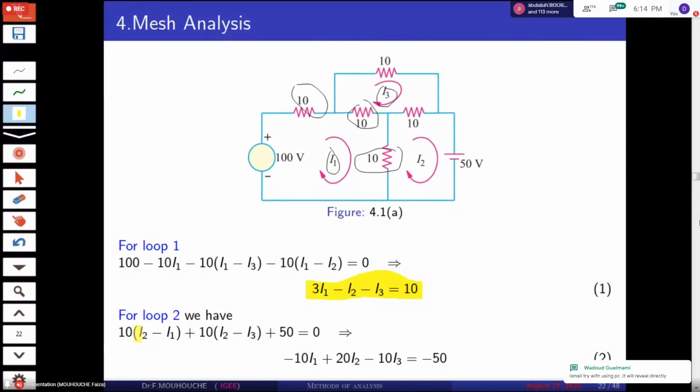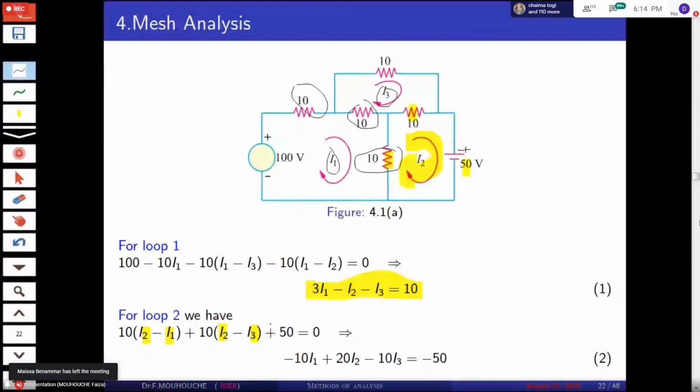The second loop, this is the second loop. We have 10 I2 minus I1, plus 10 (I2 minus I3), plus 50 volt. Since here we have plus, here we have plus, so it's plus here.